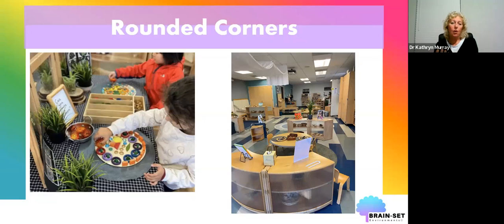If you don't have the rounded corners, that's okay. It just means you put your normal shelving that's got the square corners, just put it at a bit of an angle so that it's not all hard and sharp and at right angles. So rounded corners is important for the brain to get that sense of safety.